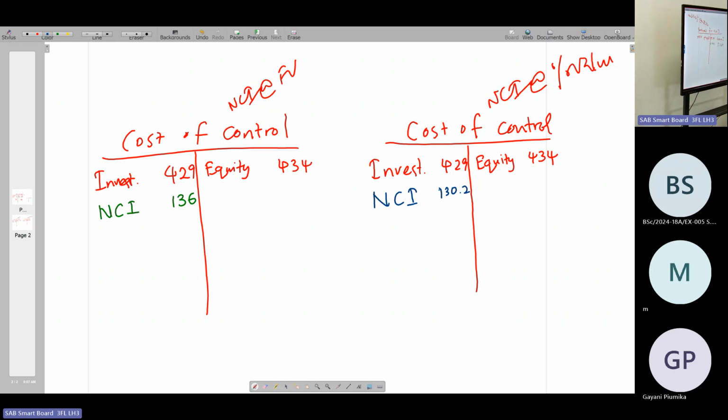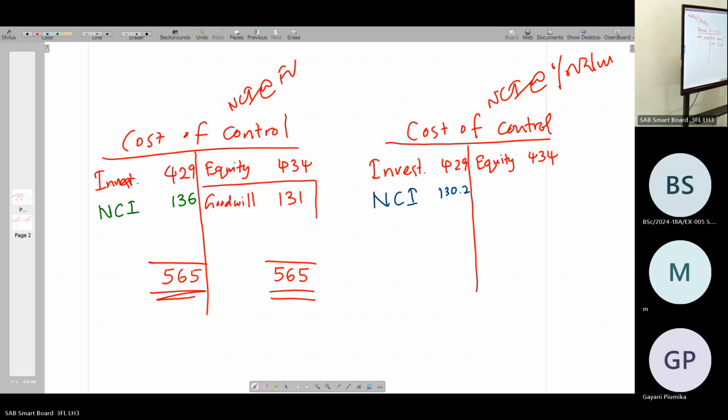Right. Now you can take the goodwill, and that's the definition. Goodwill එක දාන්න ඒකේ. Copy both goodwill figures and put them down.